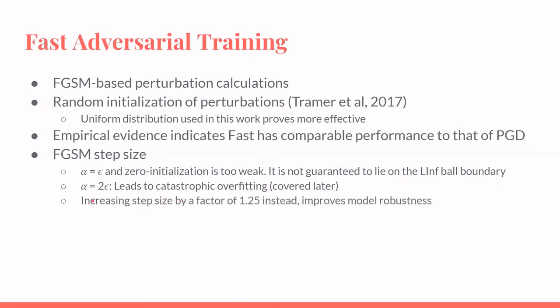But if you set the step size equal to 1.25 times epsilon instead, the model robustness is significantly improved. It's much better than setting the step size equal to epsilon or equal to 2 times epsilon.